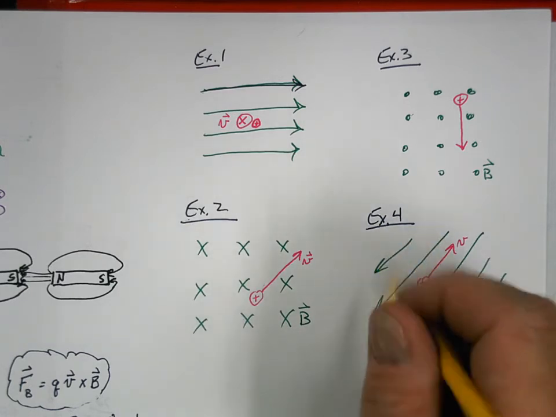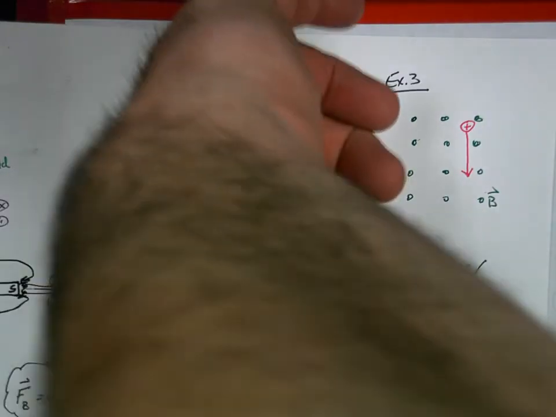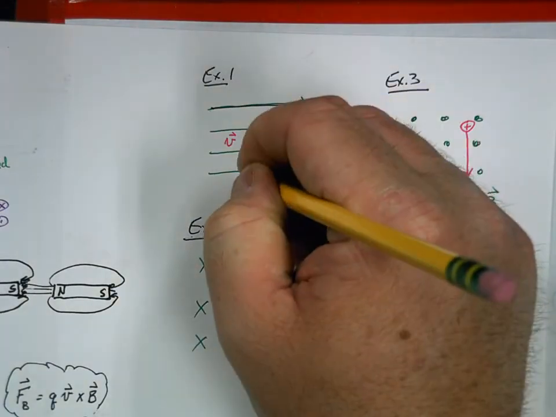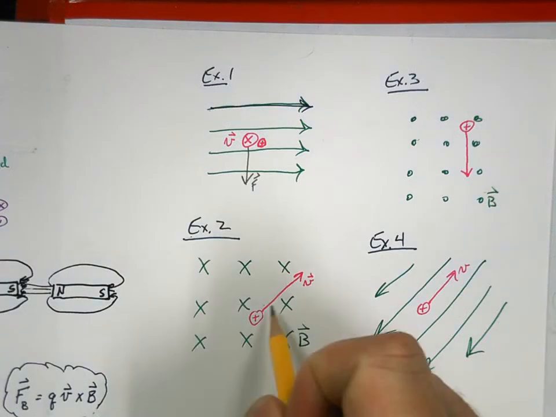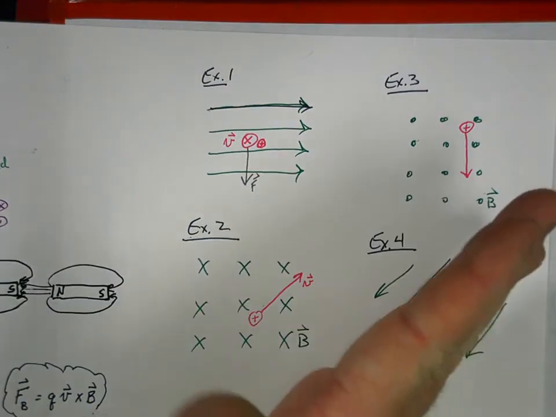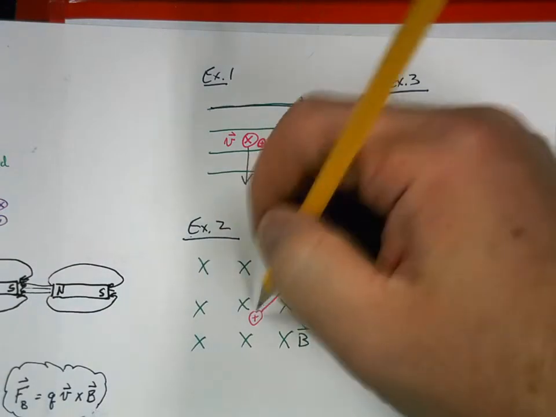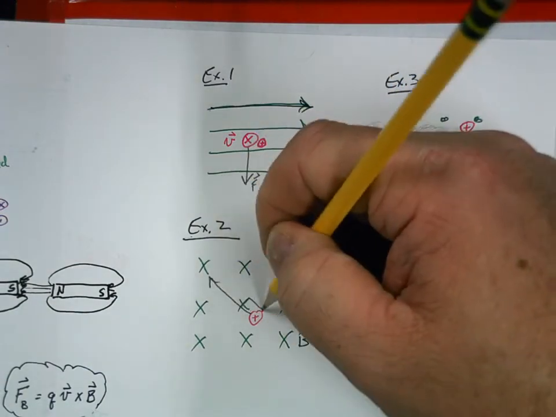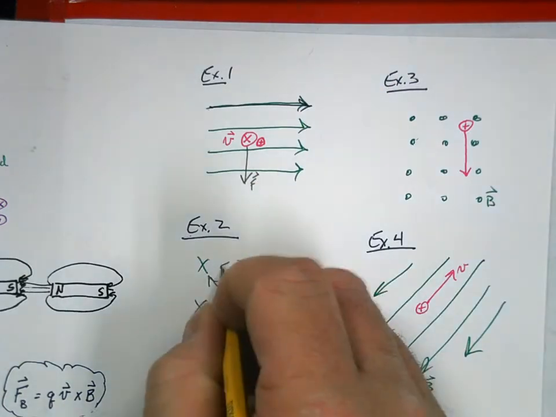Here are your answers. You point in the direction of the velocity. The velocity is going into the page, but it curls this way, which means that's the direction of your force vector. Here, velocity is that way, but it's into the page. You curl that way, and your force is at right angles. This is a 90-degree angle here. This is your force.